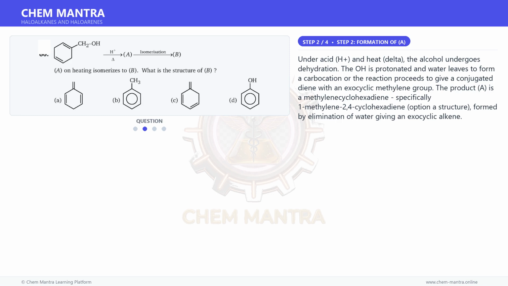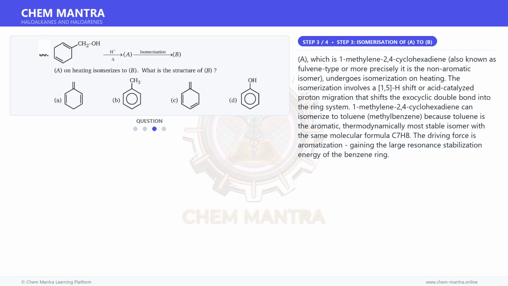Under acid H+ and heat delta, the alcohol undergoes dehydration. The OH is protonated and water leaves to form a carbocation, or the reaction proceeds to give a conjugated diene with an exocyclic methylene group. The product, A, is a methylene cyclohexadiene, specifically 1-methylene-2,4-cyclohexadiene, a structure formed by elimination of water giving an exocyclic alkene. Moving on to the next step.